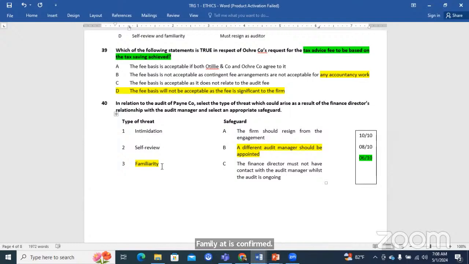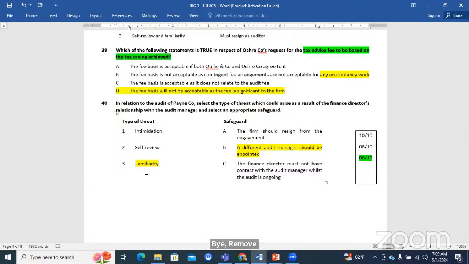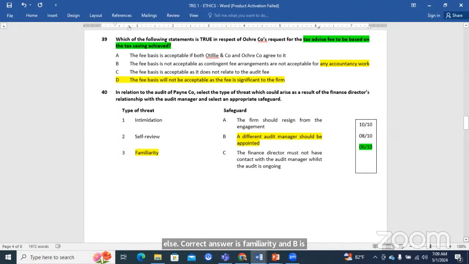By contractual relationship, husband and wife, spouse. That is also familiarity threat. Third one is by conduct relationship. That we call friendship. That is also familiarity. So familiarity threat relationships are 3 types that we discussed. What is the safeguard? Remove the manager. There is no other safeguard at all. When there is a relationship related threat, remove that person from the audit, not the firm, and take someone else. Correct answer is familiarity, and B, a different audit manager should be taken.